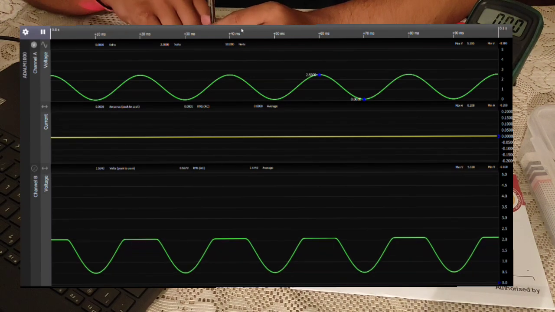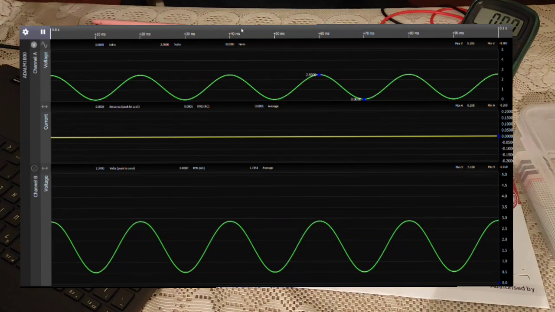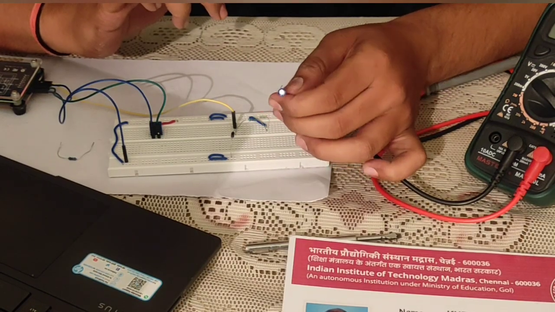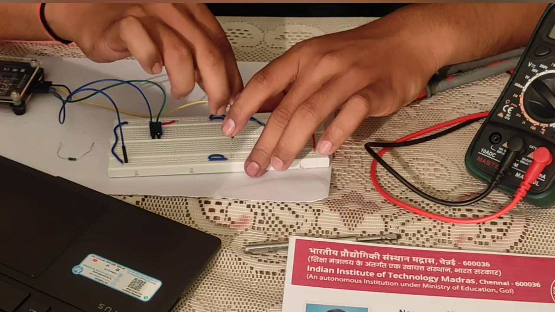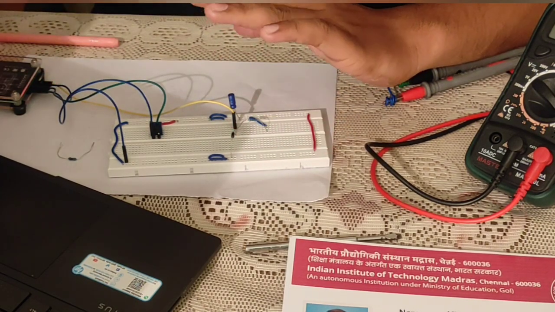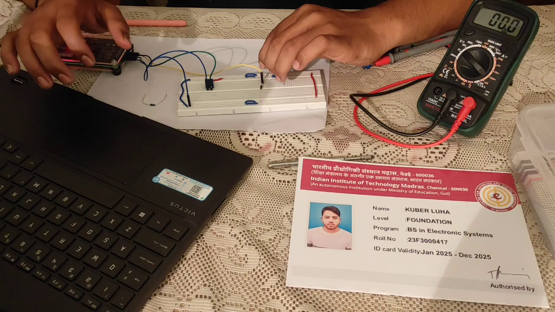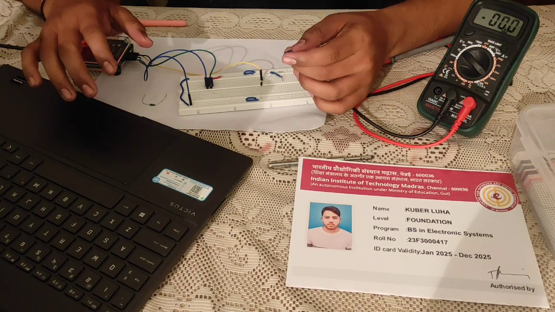This is the waveform, but it is not pure DC voltage. To make DC voltage, we need to connect a large capacitor in parallel. I have this capacitor, which is 100 microfarad. Let's connect this one in parallel, and you can see it's slightly becoming straight, basically slightly becoming DC voltage. But if I use more than 100 microfarad, it will become a straight line, and that is known as pure DC form. Unfortunately, I don't have a larger capacitor.